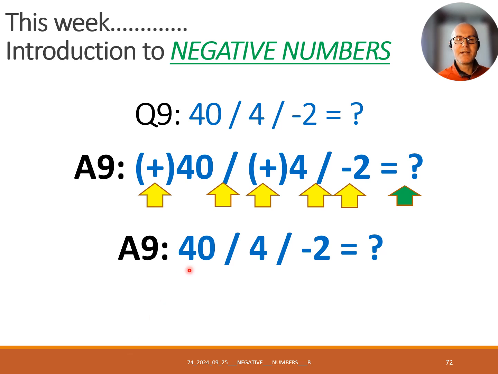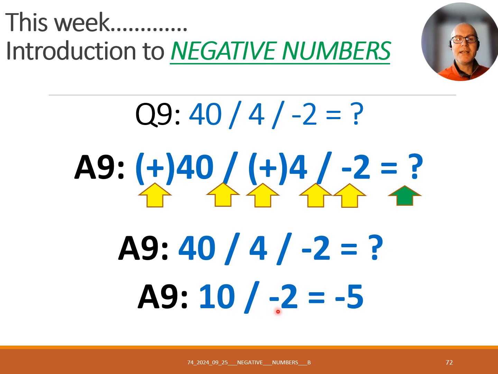Let's do some BODMAS. Positive 40 divided by positive 4 equals positive 10. Positive 10 divided by minus 2 equals negative 5. Positive divided by a negative gives a negative answer. Positive 10 divided by negative 2 equals negative 5.